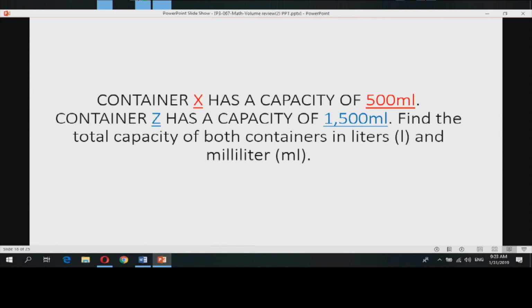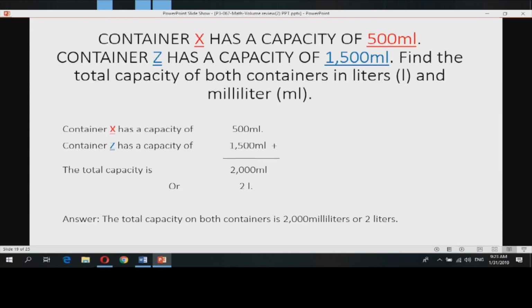500 millilitres plus 1,500. Are you sure? Yes. Are you really sure? Yes. Excellent. 2,000 millilitres. What else can we say about 2,000? 2 litres, yes. So the total capacity of both containers is 2 litres.